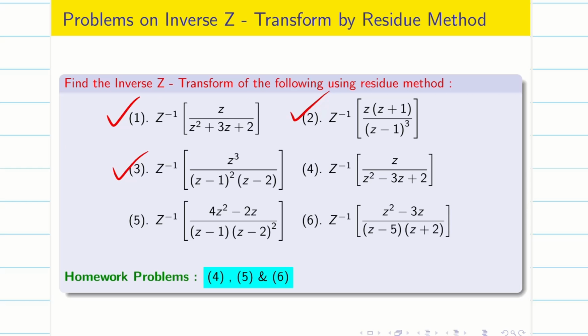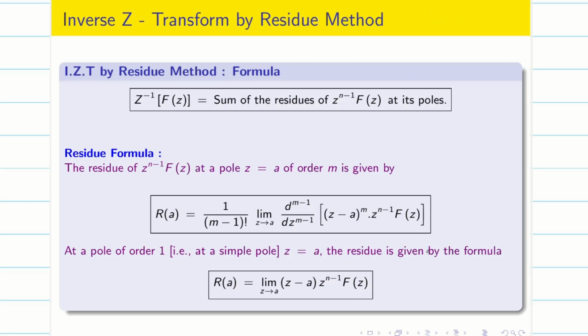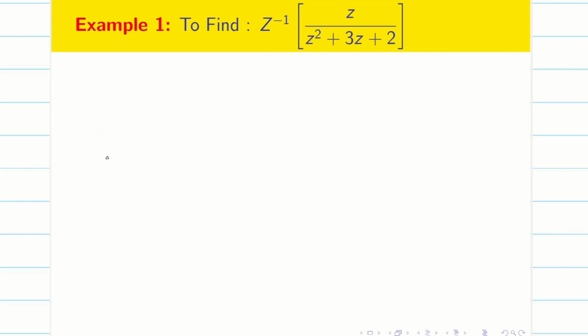According to me, the residue method is the best method. Those who are very smart and lazy, who don't want to remember any formula in Z transform or inverse Z transform, can find the solution for the given Z inverse using the Cauchy residue theorem, the residue method, if you know just the 2 formulas which I have mentioned here. Let us go into the problem.